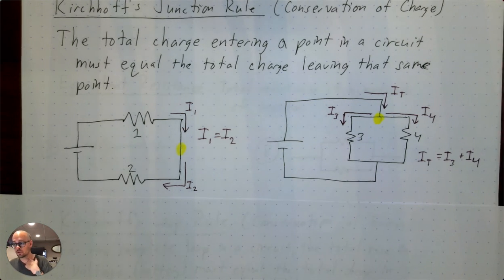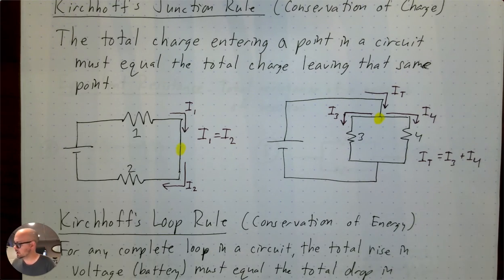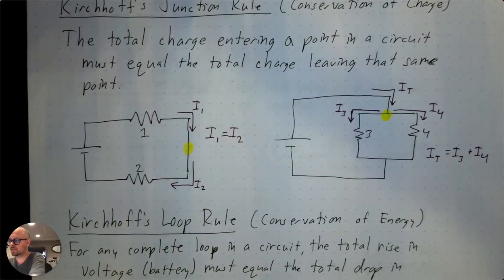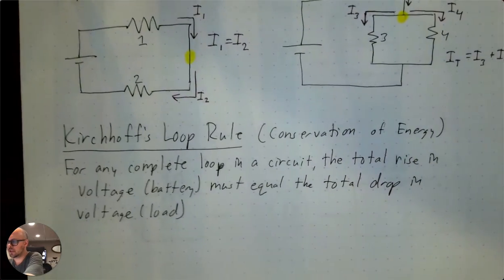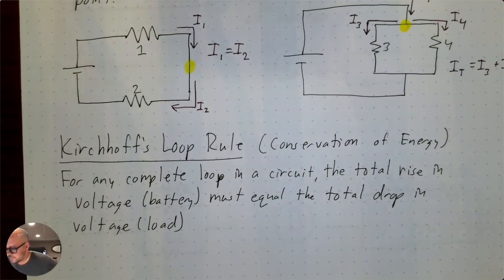So this junction rule is the one that actually shows us why the series and parallel rules for current are the way they are, that we get that junction. Okay, moving on. Next one is Kirchhoff's loop rule. And this is the only other rule that we'll cover of his. This one deals with conservation of energy. This one's a little trickier to understand, but it's not too bad.